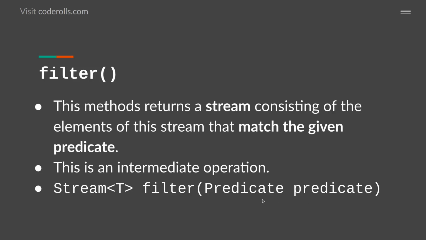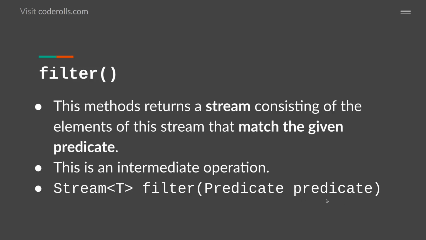Now we have created a separate video on the predicate predefined functional interface. If you want to check it, I have given the link in the description or the I button. And you can see the predicate is returning a stream. Now it will return a stream of only the elements which match the given predicate.